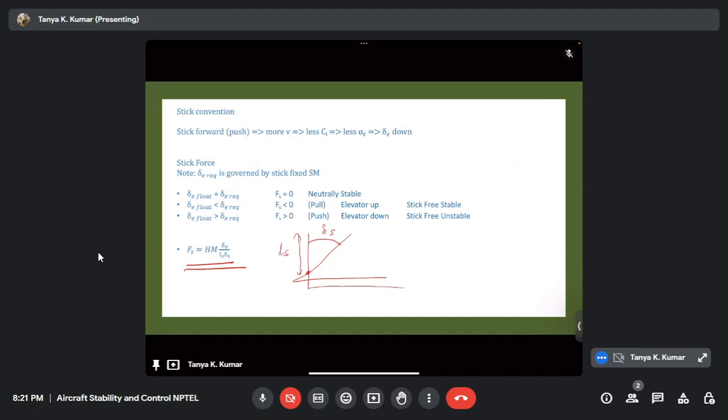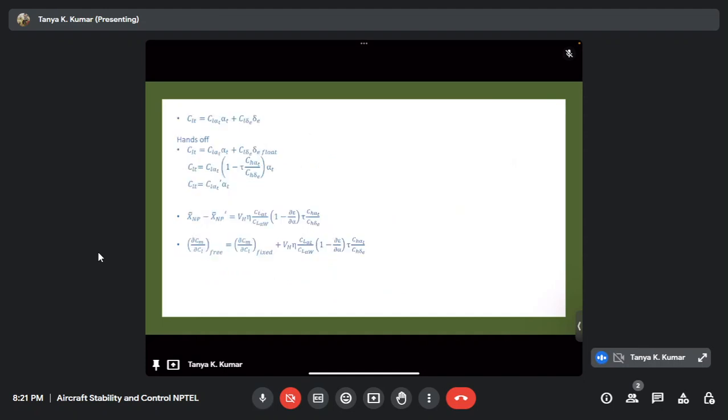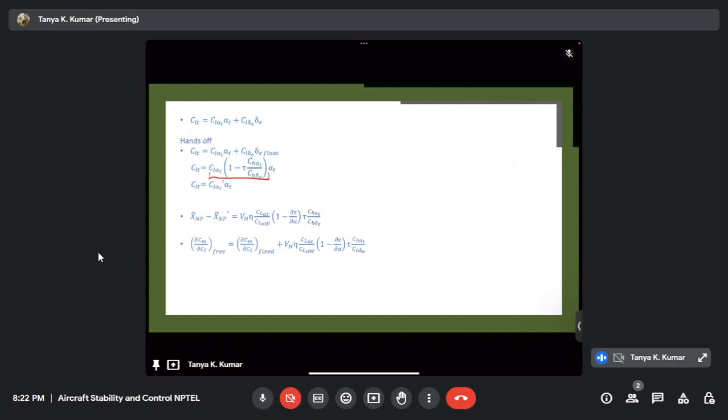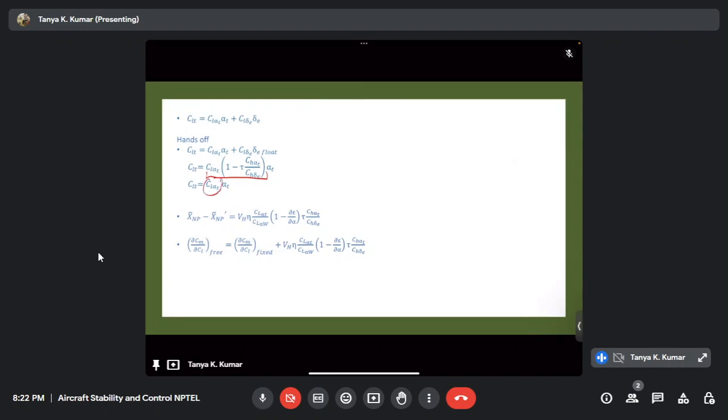Move on. Then we saw the stick free and the stick fixed case. What were the differences? The only difference is in terms of the lift generated. In the stick free case, Cl alpha tail changes by this quantity. It's augmented by another quantity, which in turn gives you a new Cl alpha tail. That is what contributes towards the change in neutral point and everything.